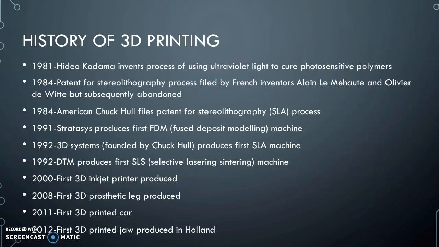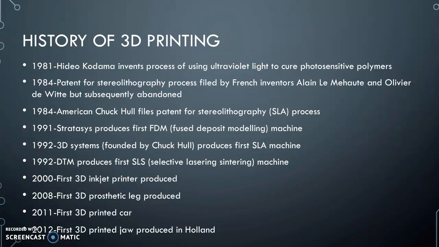So let's look at the history of 3D printing technology. In 1981, Japanese inventor Hideo Kodama wrote a paper discussing his discovery of a process which used ultraviolet light to cure photosensitive polymers. In 1984, French inventors Alain Lemaître and Oliver DeWitt filed a patent for a process that they called stereolithography. The patent was subsequently abandoned.